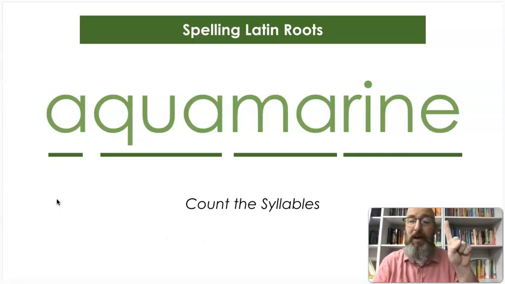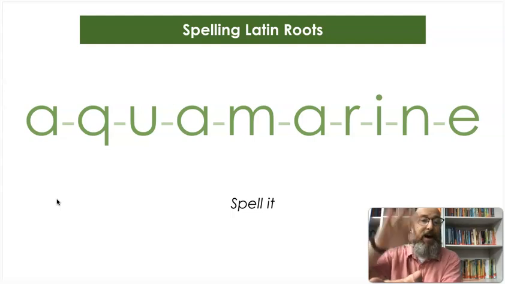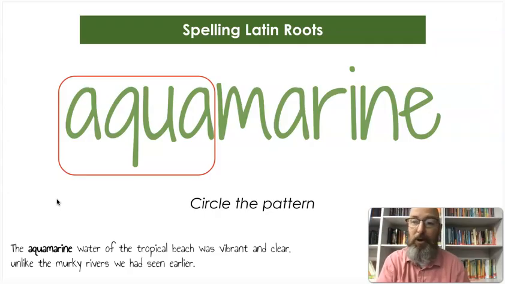Let's count the syllables. Aquamarine. Aquamarine. Let's spell it. A-Q-U-A-M-A-R-I-N-E. Aquamarine. And let's write it. A-Q-U-A-M-A-R-I-N-E. And let's circle our Latin root aqua. The aquamarine water of the tropical beach was vibrant and clear, unlike the murky rivers we had seen earlier.